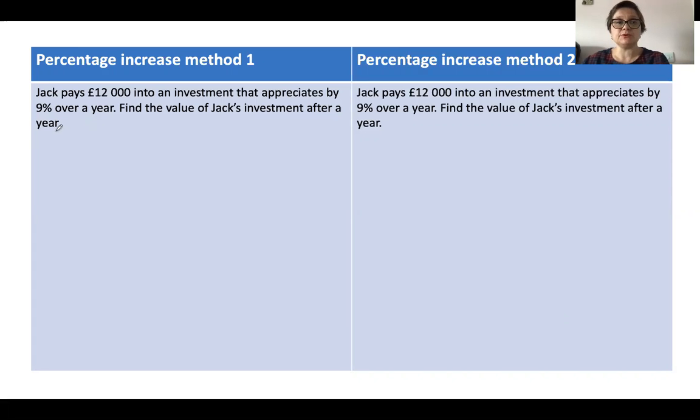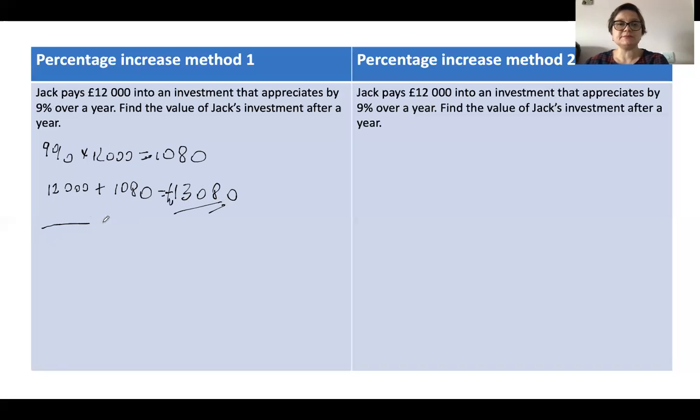So usually we find the 9% of 12,000. So 9% of 12,000, so multiply by 12,000. And that is going to be 1,080. Right, so this is how much it appreciates, grows. And then now we add this one to the original value. So we have 12,000 plus 1,080. And the answer is going to be 13,080. And this is in pounds. So this is the final answer.